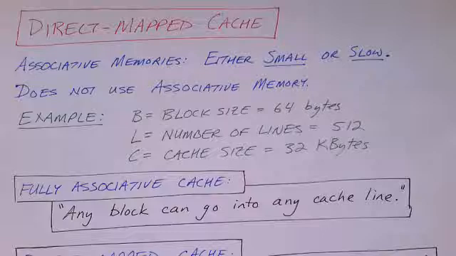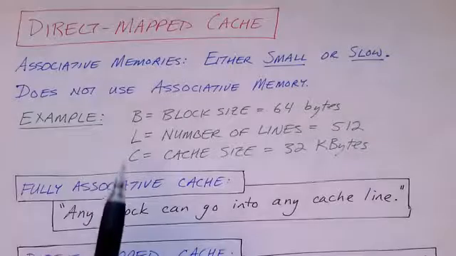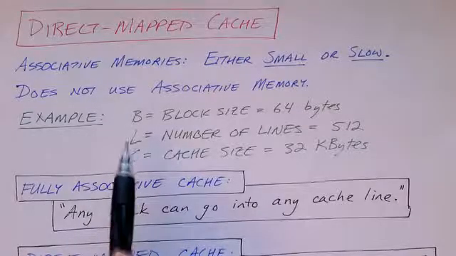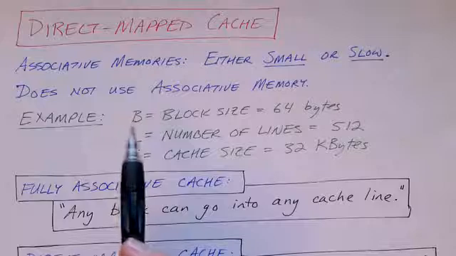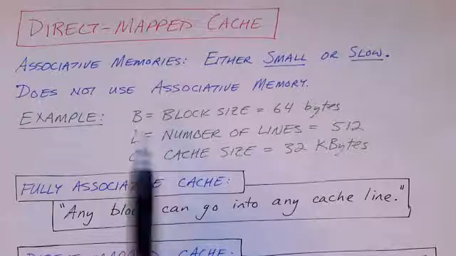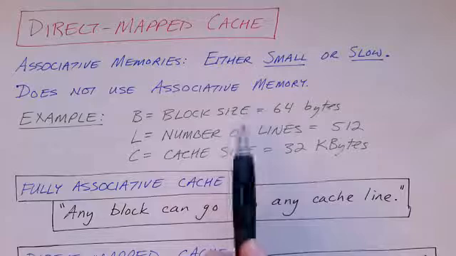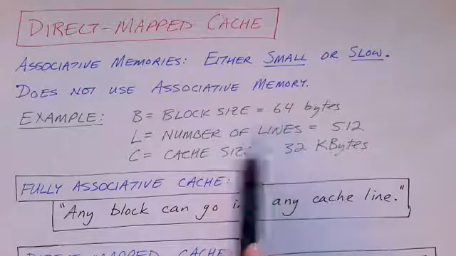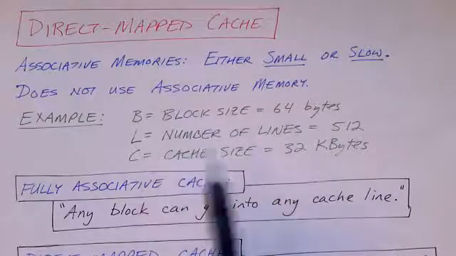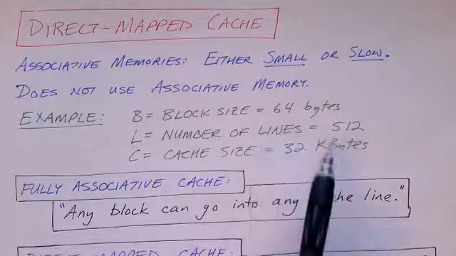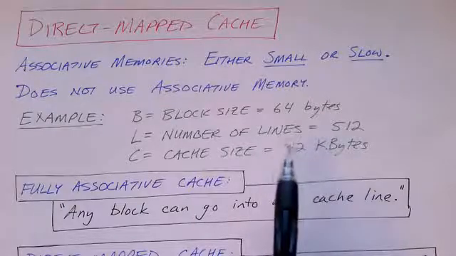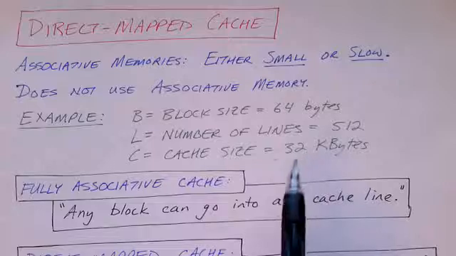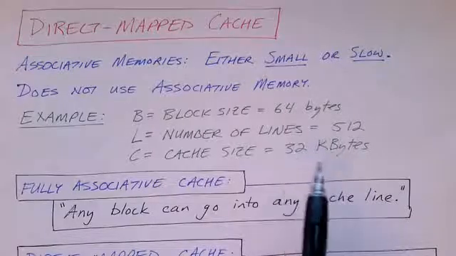So there's another approach which is called direct map cache, and these caches do not use associative memory principles. So let's start by looking at an example of a direct map cache. We'll stick with our block size of 64 bytes, and in this cache we'll have 512 lines. So if we multiply these together, we see that the cache size is 32 kilobytes.